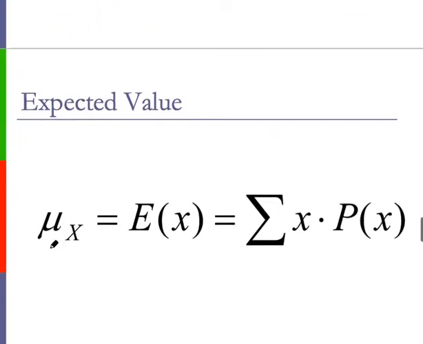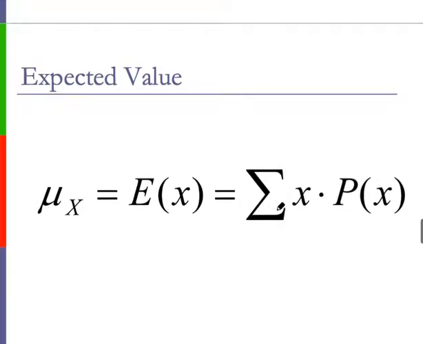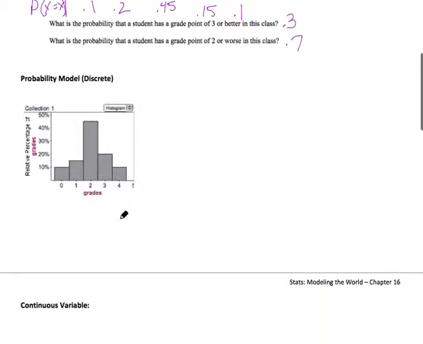Okay, so here's what the expected value looks like. Mu is the mean of the population, so this is mu x. And sometimes you'll see it written this way as E of x. It's equal to the sum of each x multiplied by its probability. So we're going to go back to the note sheet.